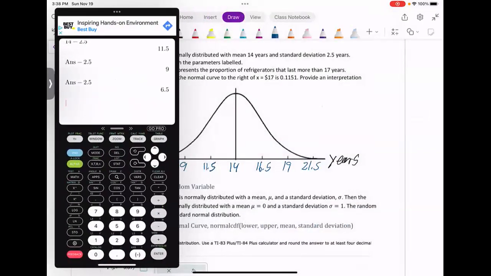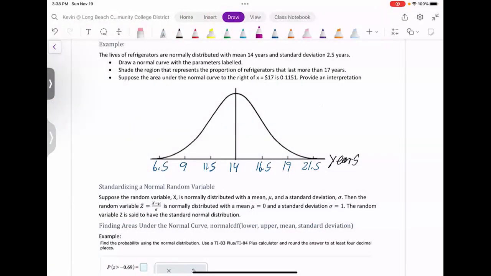All right. It now says shade in the region that represents the proportion of refrigerators that last more than 17 years. I'm going to go right here. That's going to be here that wants more than 17 years. There we are. And they're telling us that this area under the curve is 0.1151. That's the third part there. And provide an interpretation. I will.